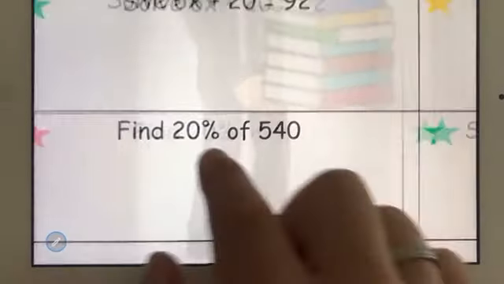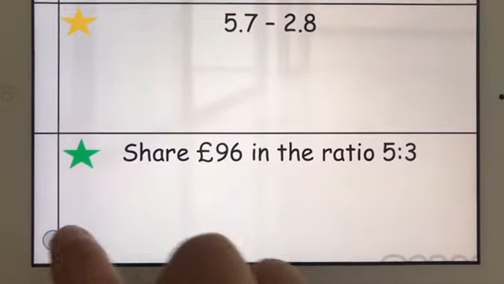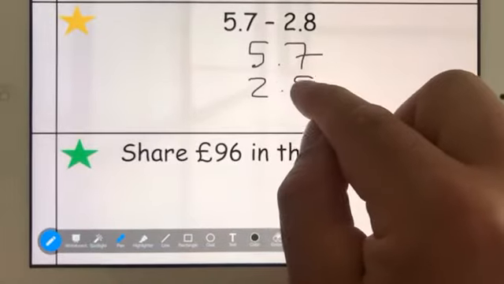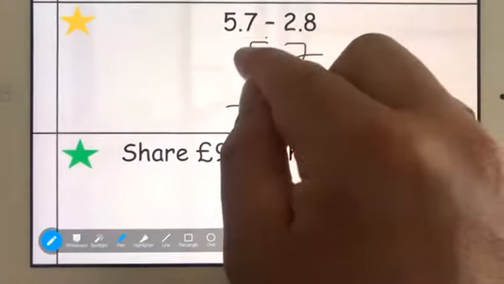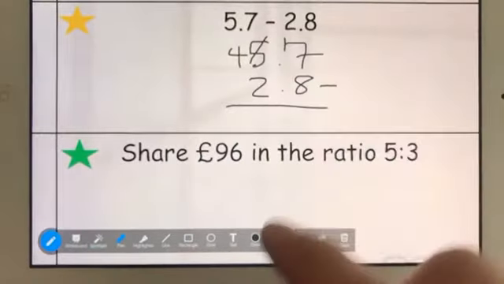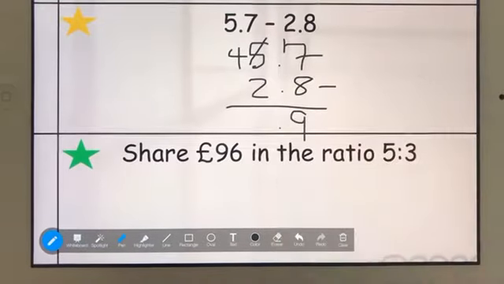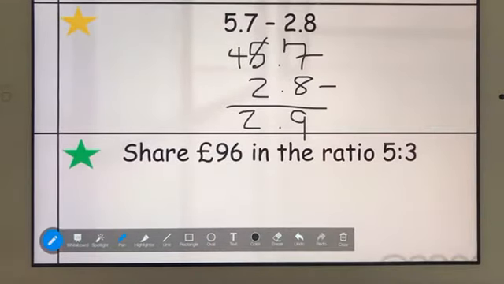Next one. I've got 5.7 take away 2.8. Okay, again, line them up. Make sure you've got the decimal points lined up with each other. We're taking away 7 take away 8. Remember, you can't do that, so I've got to borrow. Turn that into a 4, turn that into a 17. 17 take away 8 is 9. Decimal point moves straight down. 4 take away 2 is 2. So my answer is 2.9 for 2 points.